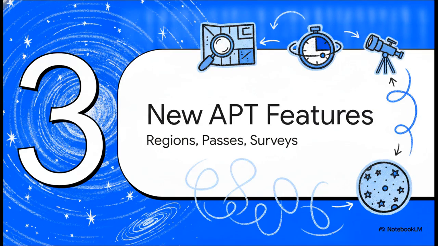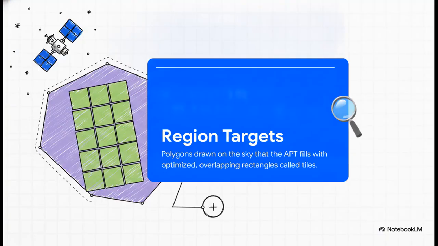Which brings us to Section 3, powerful new APT features. Okay, this is a real game changer. Instead of just picking a single fixed coordinate, you can now designate region targets. You literally just draw a polygon on the sky, and the APT's region planner steps in and acts automatically. It fills your shape with these optimized overlapping rectangles called tiles. You don't have to sit there and calculate every single pointing manually anymore. It's going to save you an incredible amount of planning time.